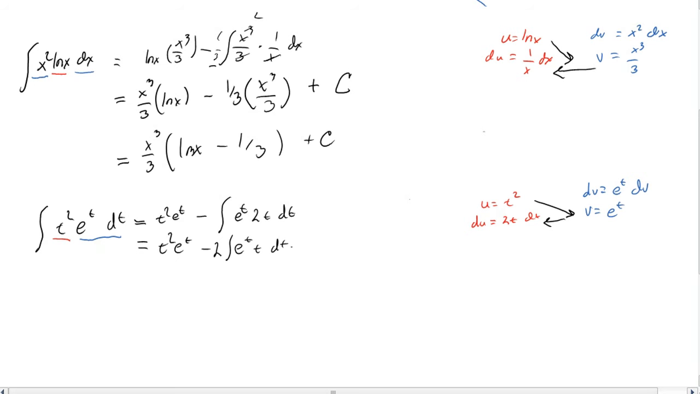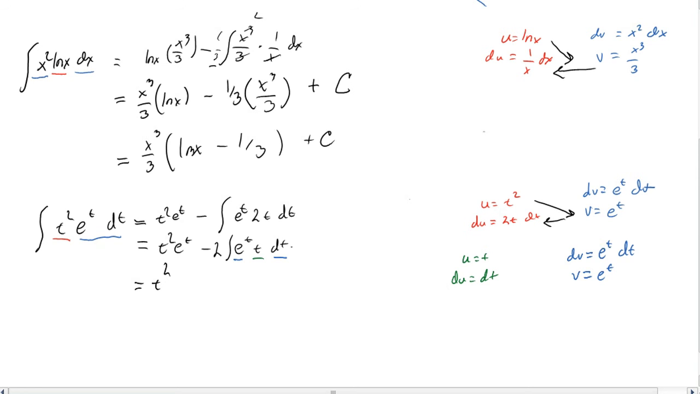So u is equal to t, therefore du is equal to dt. Then we just set the rest of the integral, e to the t times dt, equal to dv. I just noticed that this is dt, not dv. So dv is equal to e to the t dt, and therefore, integrating both sides, we get v is equal to e to the t.